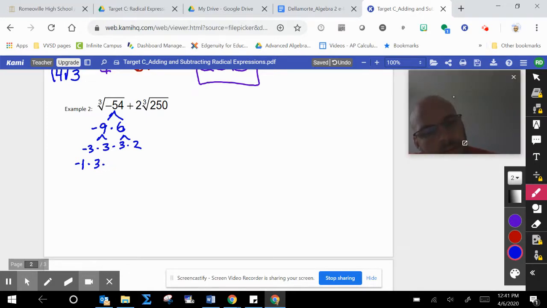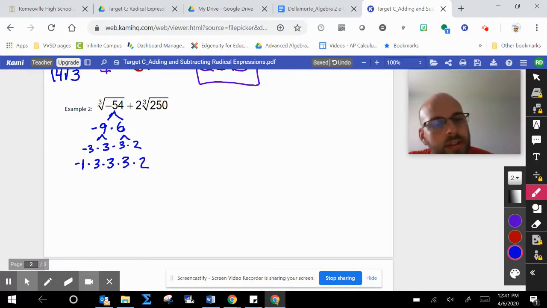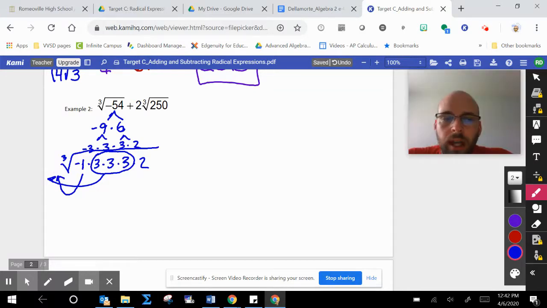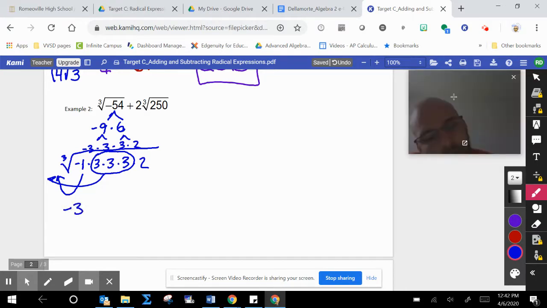3 times 3 times 2. Okay. And I'm going to put my radical back on there. So now I have 3 3's. So I can take that out. Also, I want you to understand, and this is a big idea here, the cube root of a negative 1 is still negative 1. Okay, so I can take a 3 out and I can take a negative 1 out, which is going to give me a negative 3 on the outside, cube root of 2.